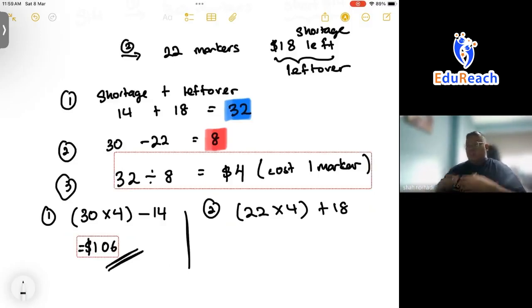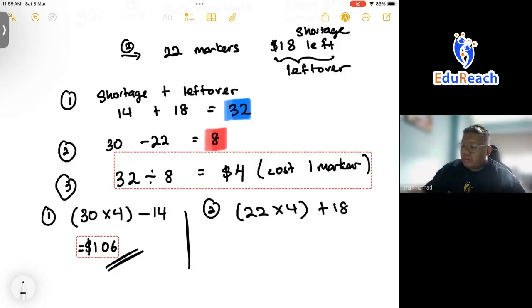So you must understand the concept of shortage and leftover. This is very important because for P5 it will come out a lot. Then for foundation, P6, they will use this type of question inside because this is part of your P5 syllabus. So you must know how to do shortage and leftover. What question is that? This is question 5. Yeah, marker is question 5.